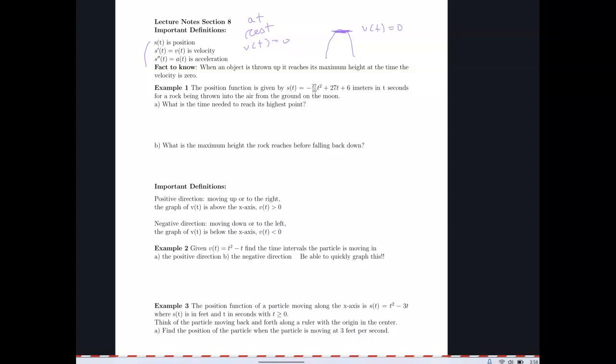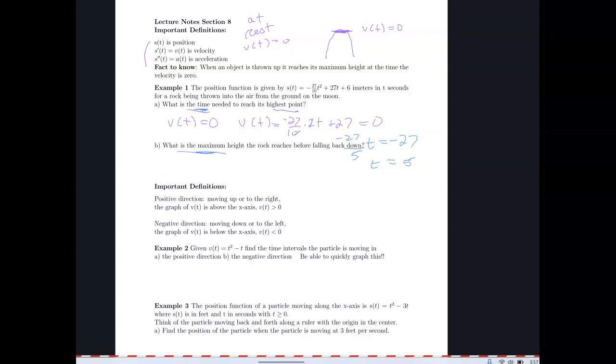Okay, so here we have a position function. An object's being thrown up on the moon. So what time is needed to get to its highest point? So that's where we're going to set the velocity equal to 0. So let's go find the velocity. So negative 27 over 10 times 2t plus 27, set it equal to 0. So I see this cancel, so I've got a negative 27 over 5, t equaling negative 27, and then multiplying by the reciprocal, I get time 5. So time 5 is the time it gets to the highest point.